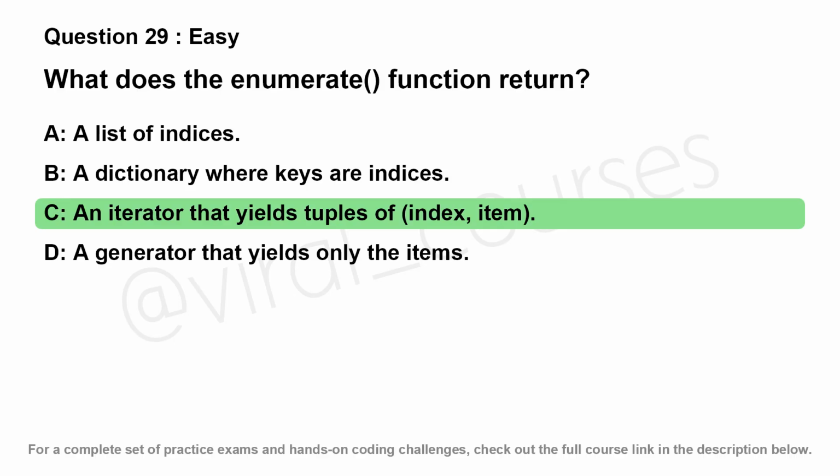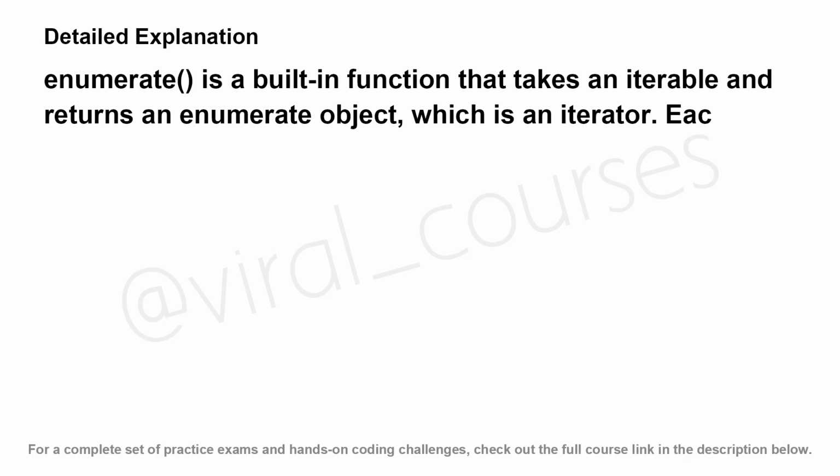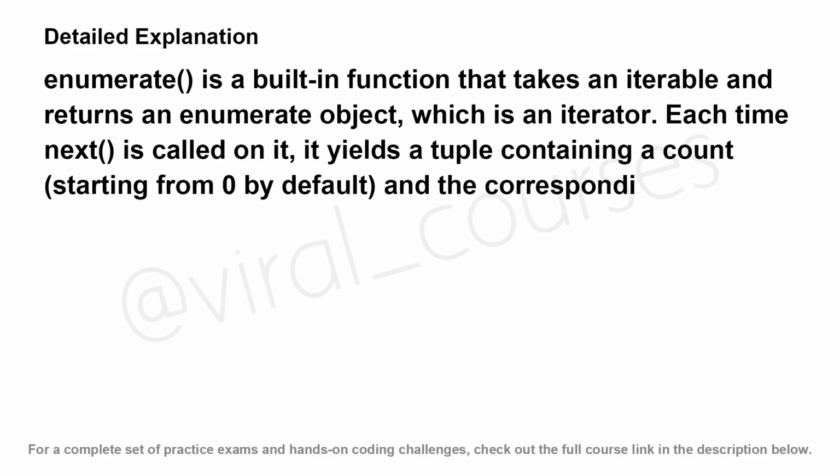The correct answer is C. enumerate is a built-in function that takes an iterable and returns an enumerate object, which is an iterator. Each time next is called on it, it yields a tuple containing a count, starting from 0 by default, and the corresponding value from the iterable.